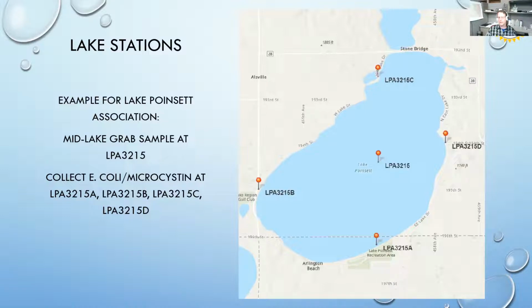You'll notice the 4 stations around the lake, LPA 3215 A through D, those are the lake shoreline stations where we would collect E. coli and microcystin. And we can have as many of those on a lake as we want. So basically as many locations as you're willing to visit, we can set those up for you.